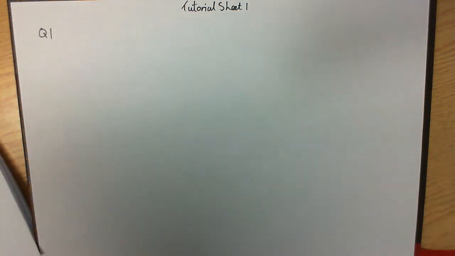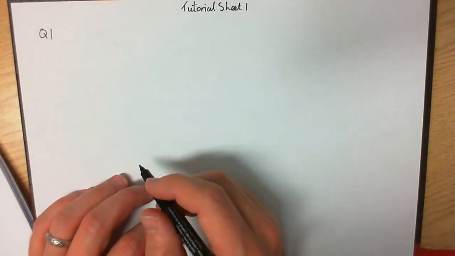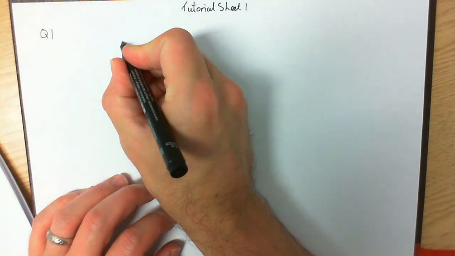Tutorial sheet 1, question 1, so all these questions relate to signals and systems. Question 1 says, how is the unit step function u of t related to the impulse function and the ramp function? So first of all, we need to know what these things are.